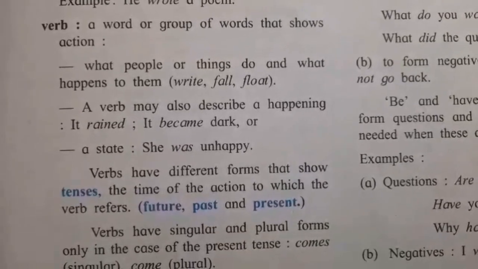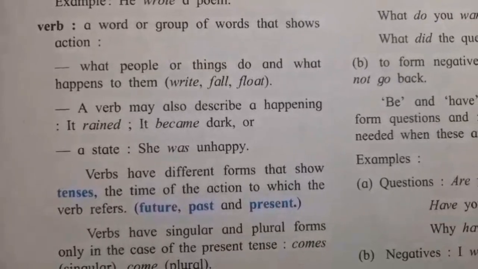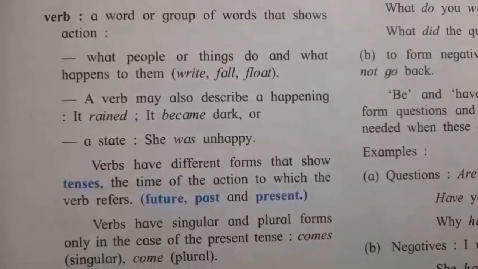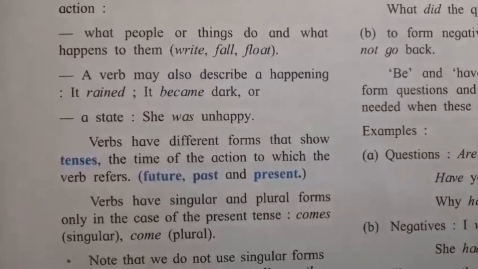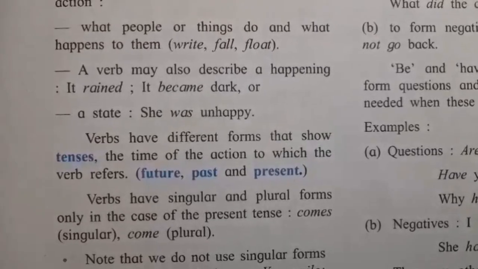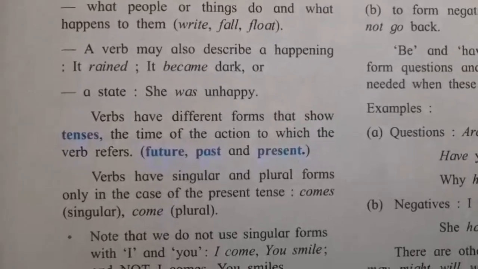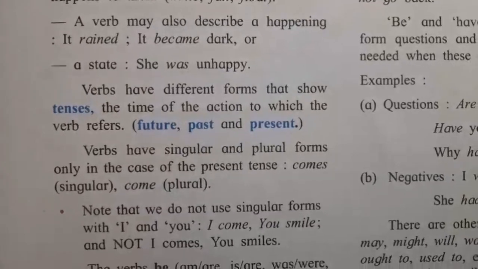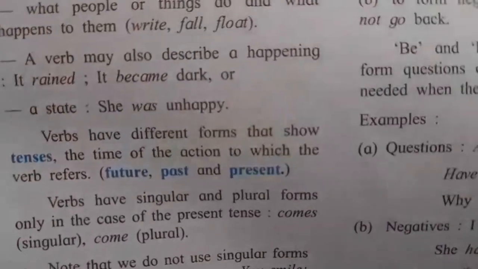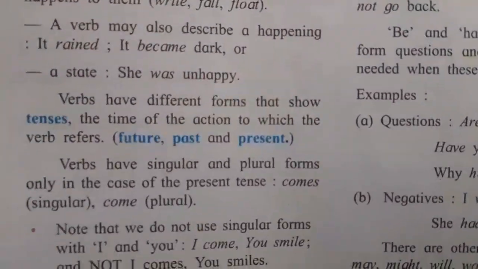What is a verb? A verb is a word or group of words that shows action, what people or things do and what happens to them, like write, fall, float. A verb may also describe a happening, for example, it rained, it became dark, or a state, like she was unhappy.